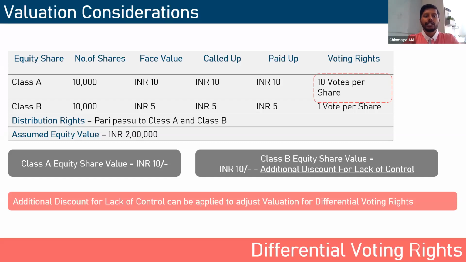If the class A shareholder has 10,000 shares, he has 10,000 votes. And if I have 10,000 shares, I have only 1,000 votes. So to that extent, we need to adjust the instrument by providing an additional discount for lack of control. But how can that be pari passu? For the distribution of value, whatever assets are there in the company, I give pari passu rights to both class A and class B. Both categories of shareholders will have equal participation in the assets of the company. Though voting rights are less, they have equal participation.